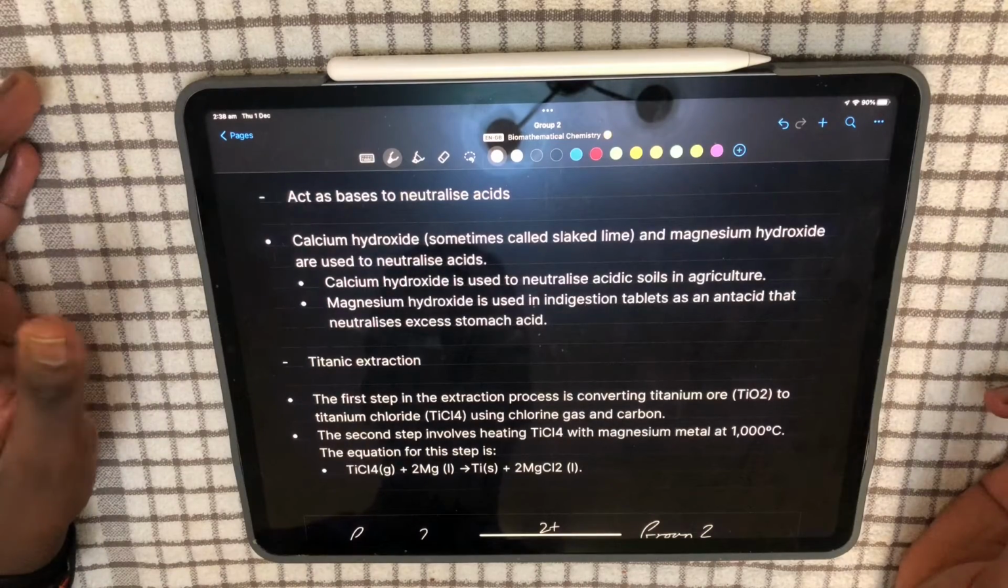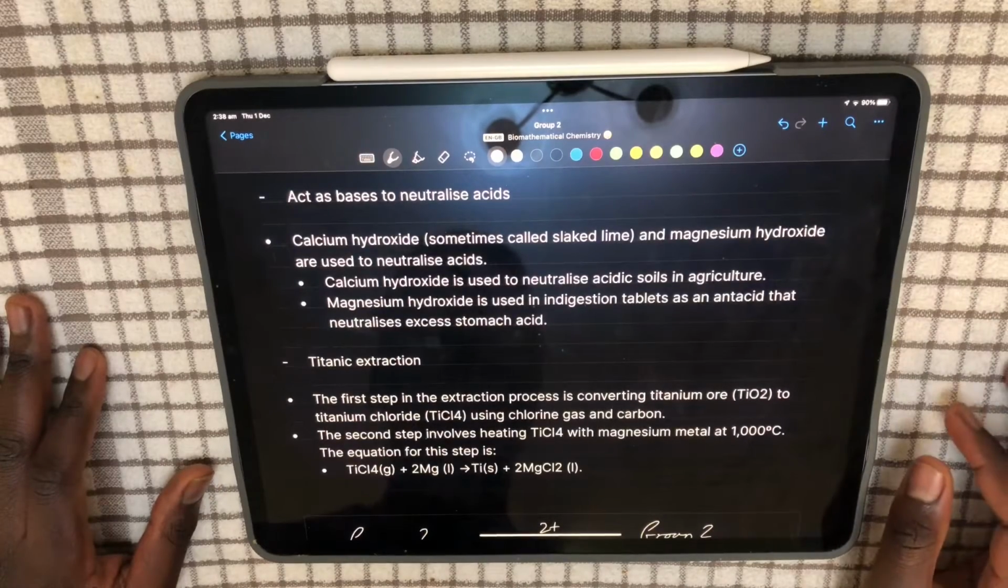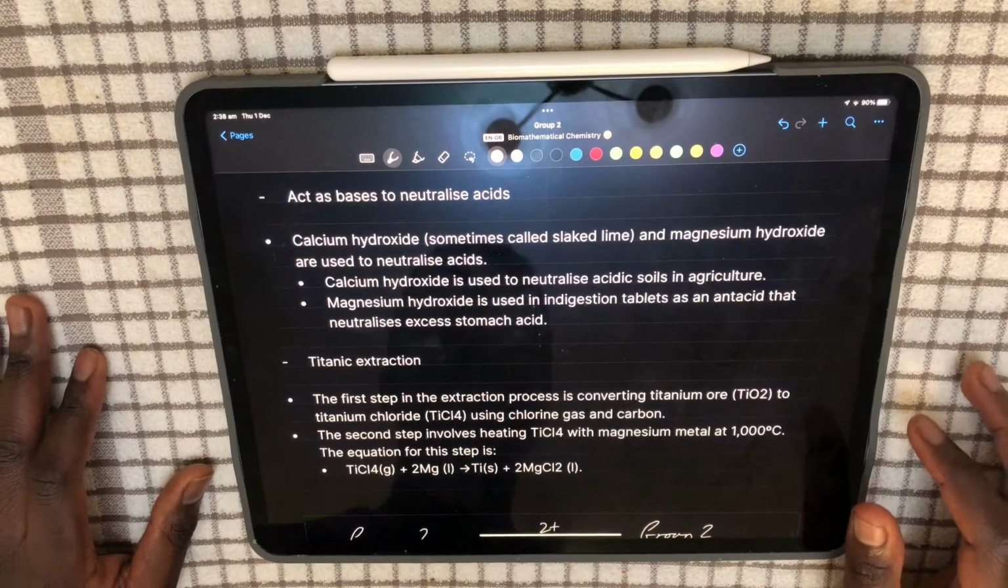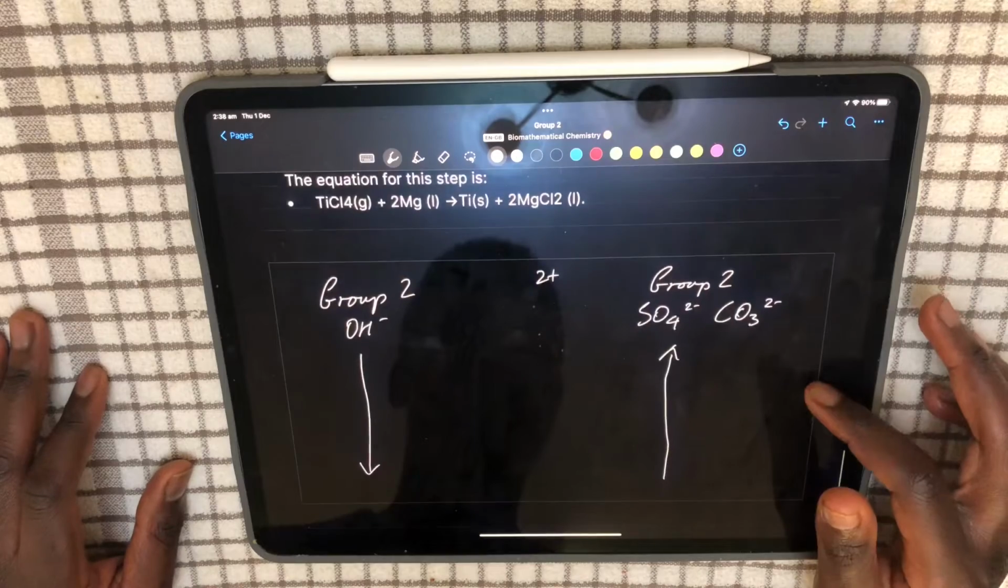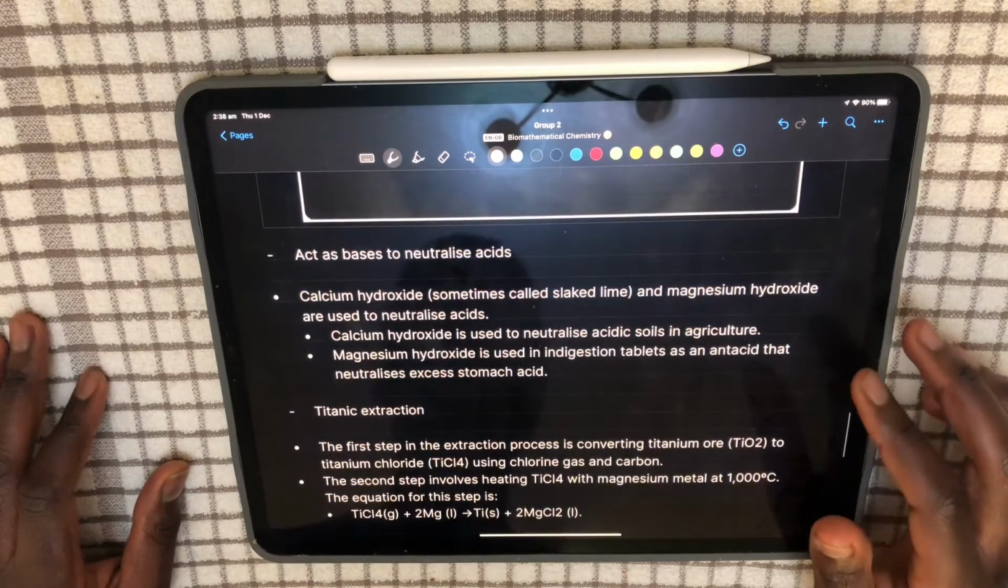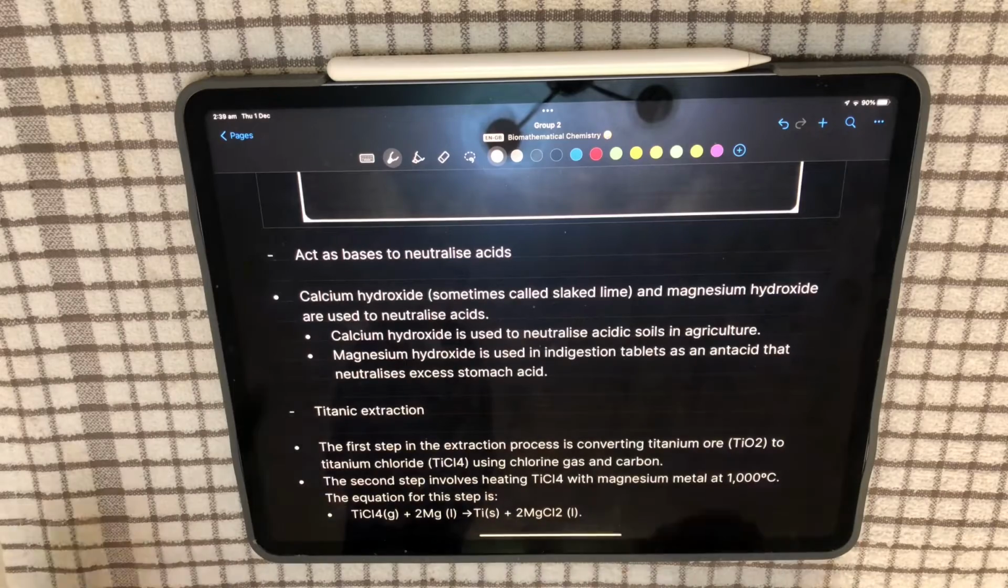Agriculture, right? Farmers use calcium hydroxide, sometimes called slaked lime, and magnesium hydroxide. They're not very soluble, but calcium hydroxide is used to neutralize acidic soil in agriculture. So farmers will spray this onto the soil to neutralize any acidic conditions. You want neutral conditions for your crops to grow. Maybe some plants need more acidic or more alkaline conditions, but for most crops generally they need a neutral condition to grow. Maybe slightly alkaline, I think.